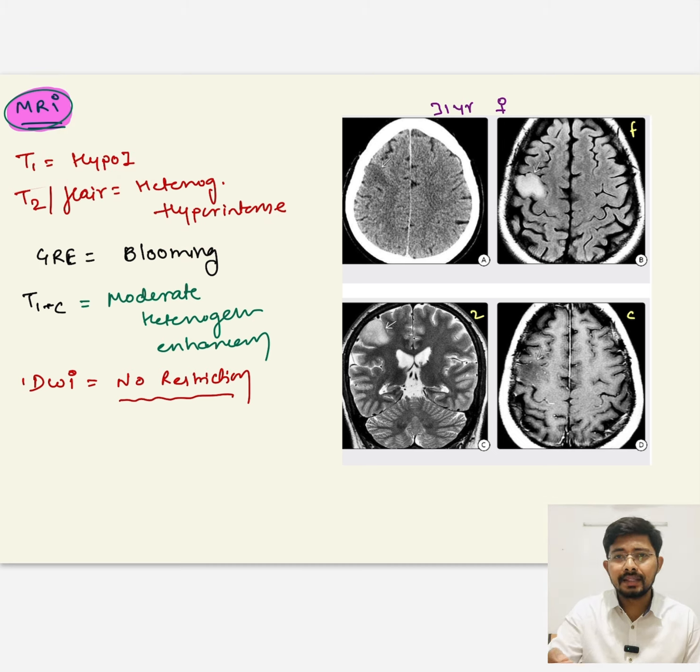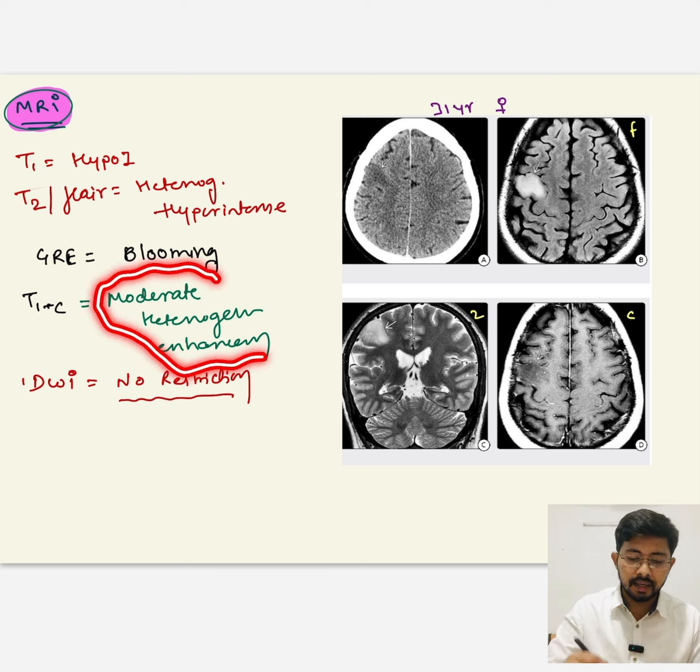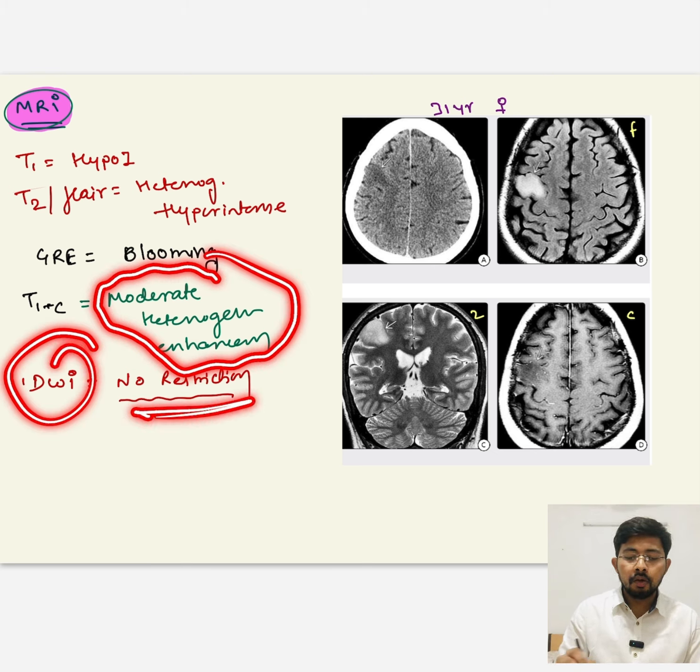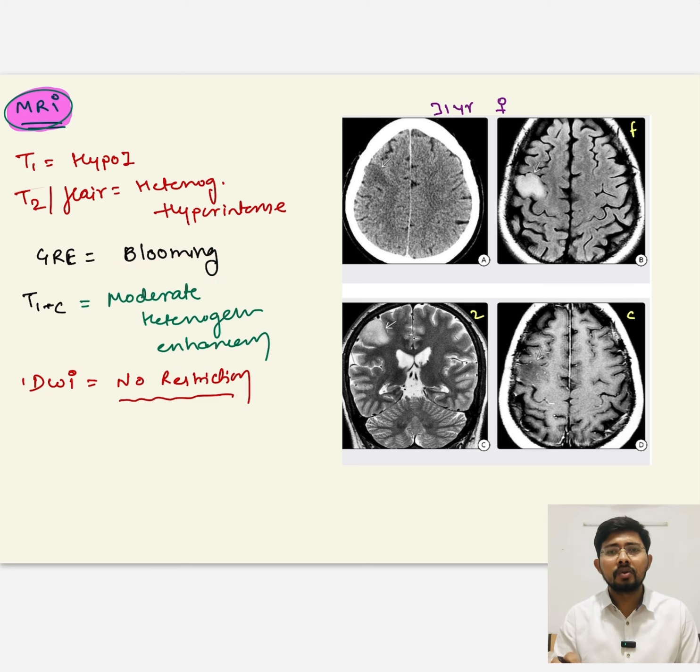Because of the hemorrhage and calcification, it shows blooming on GRE, and post-contrast it either does not show enhancement or shows mild to moderate heterogeneous enhancement. On DWI, there is no restriction because the tissue is not so compact, so it does not show restriction.